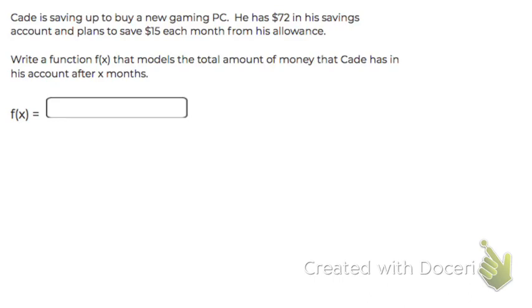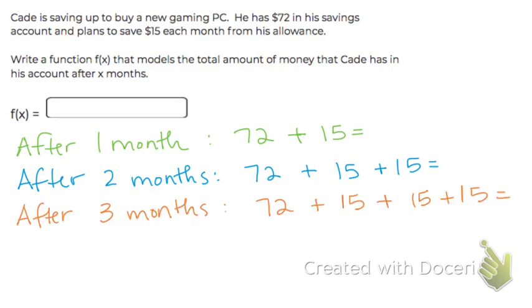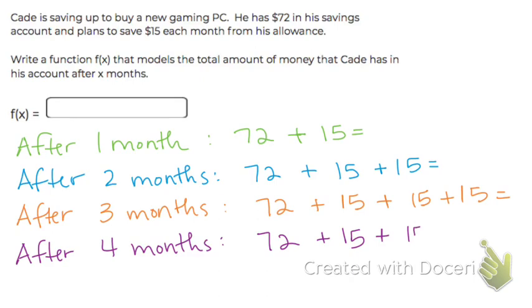Instead of jumping into trying to figure out what that equation is, let's think about Cade and the money he has. So at the very beginning, he has $72, and then he's going to add $15 for that first month. And after 2 months, what does he have? So I have the $72 plus 15 for the first month, plus 15 for the second month. How much does he have after 3 months? And after 4 months? Now I'm starting to run out of space.